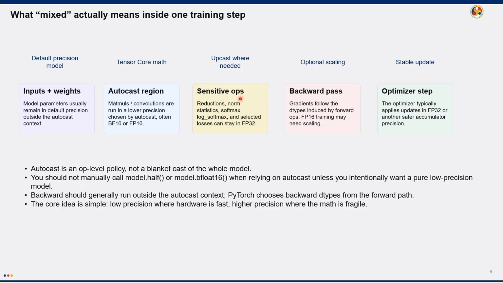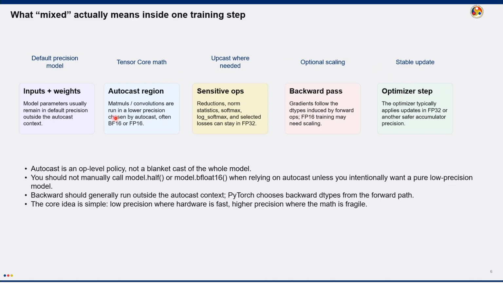After the sensitive operations, the loss computation happens and then we go to the backward pass, which involves the gradient computation. Gradients follow the data type introduced by the forward operations, so essentially they will use FP16 or BF16. Then the optimizer step typically applies updates in FP32 or another higher accumulator precision. If you are using the usual optimizer like AdamW, it will usually use FP32 precision. So you can see that at different steps of the training we are using different precision.